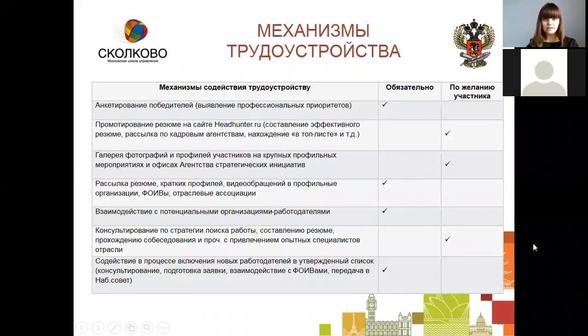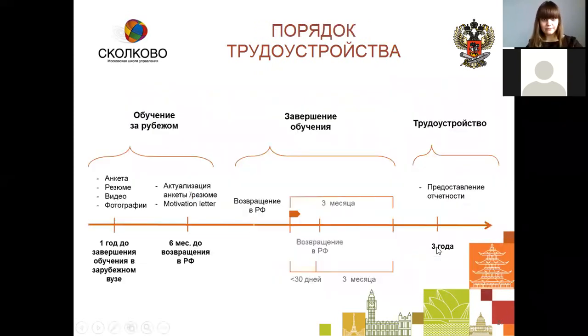Вот как мы будем это делать. Существует множество разных механизмов, которые мы используем. Какие-то из них обязательны, какие-то будут задействованы только по вашему желанию. Ну вот, примерный такой перечень. Опять же, мы всегда рады вам помочь и всячески стараемся это делать. Вот такой порядок трудоустройства, небольшой таймлайн. Тут на этой схеме соединены сроки по трудоустройству и некоторые наши механизмы по помощи в трудоустройстве, так более наглядно.